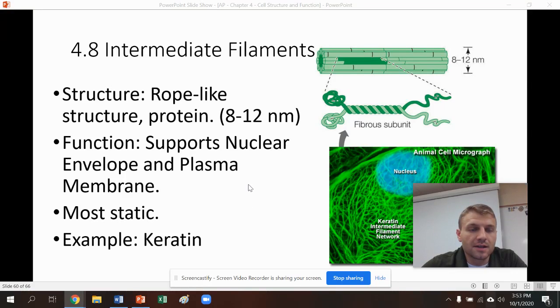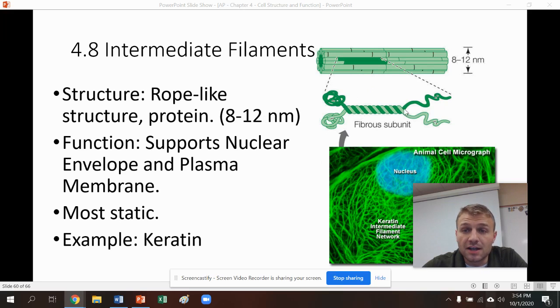Our next cytoskeletal structure is known as intermediate filaments. Again, they're intermediate between the actin fibers and the microtubules. These are a little bit larger, about 8 to 12 nanometers in width. They do have more monomers. Again, you can see this fibrous subunit. I'm not going to ask you about the monomer and polymer for each one of these cytoskeletal structures. I'm just showing you the different structures and functions of the cytoskeleton.